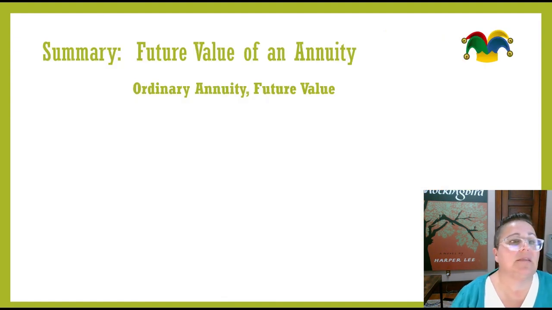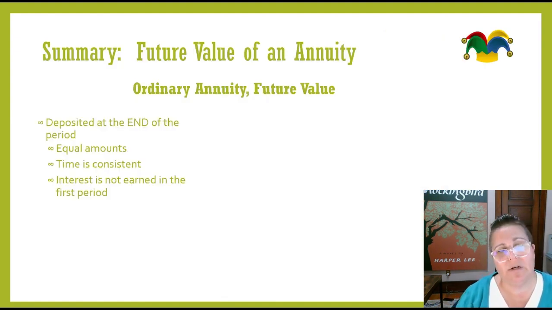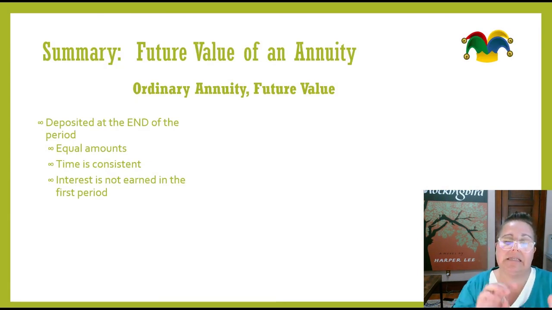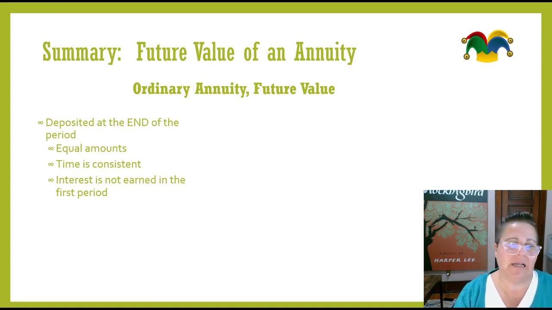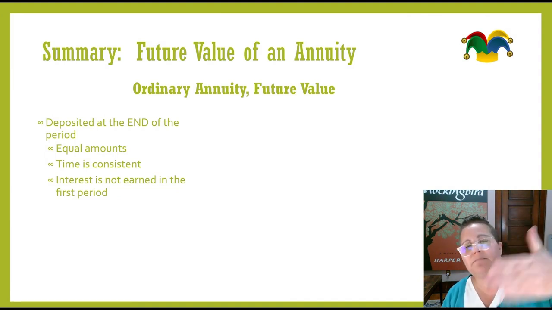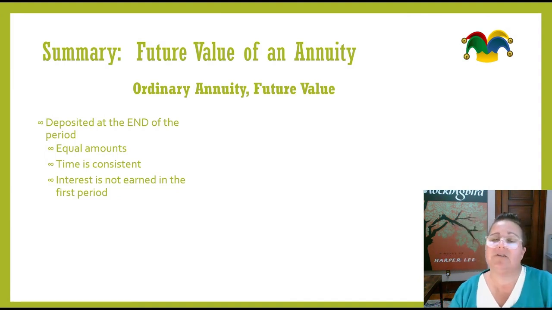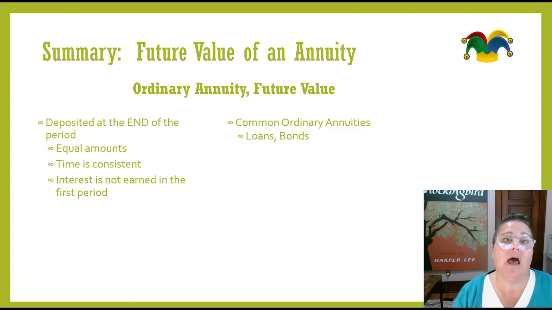Right? The summary for the future value of an ordinary annuity. It has to be deposited at the end of those periods. It's equal amounts each time, same amount each time. The time is consistent. That is to say, it's every 4 weeks, it's every month, it's every year. Interest cannot be earned in the first period because you're depositing at the end. So because you're depositing at the end, there's zero in the account the whole first period, right? Common things that are ordinary annuities: loans, bonds.